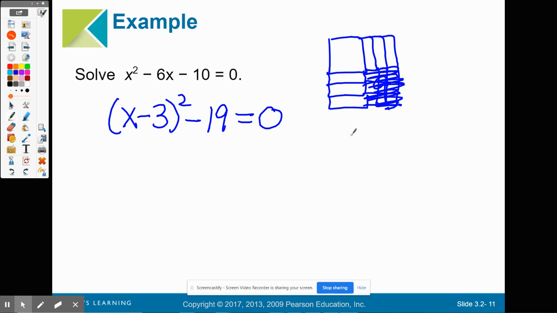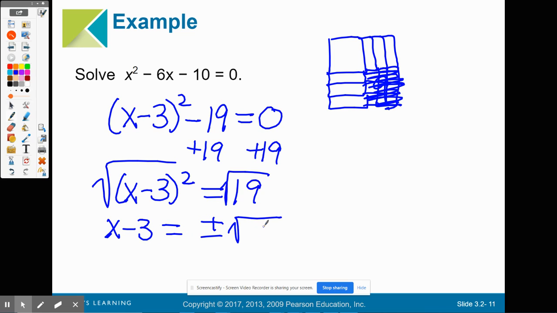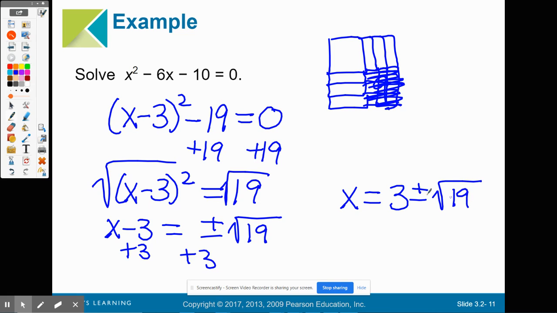So why this is nice is because, look, I used to have an x squared and an x. Now I just have 1x. So now I can get x by itself. I would just add 19 to both sides, and I get x minus 3 squared equals 19. Square root both sides. Don't forget your plus or minus. We always have to have the plus or minus. That's the plus and minus the square root of 19. And then add 3 to both sides, and you get some weird answers. It's 3 plus or minus the square root of 19. And that is how you get answers sometimes when you solve quadratics.